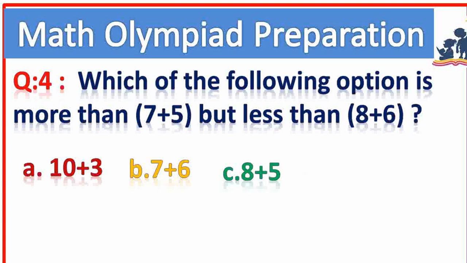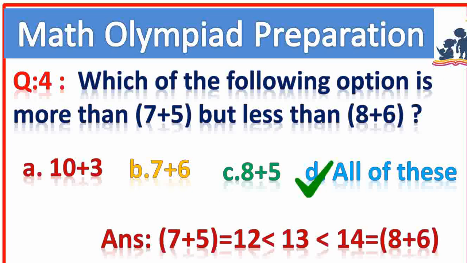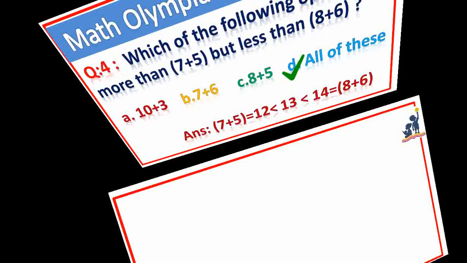Question number 4. Which of the following option is more than 7 plus 5 but less than 8 plus 6? Answer is D, all of this. Yes, right. Here, the solution will be 7 plus 5 is equal to 12. 8 plus 6 is equal to 14. The between number is 13. So, all of these options are correct.